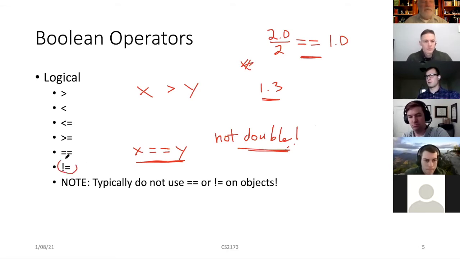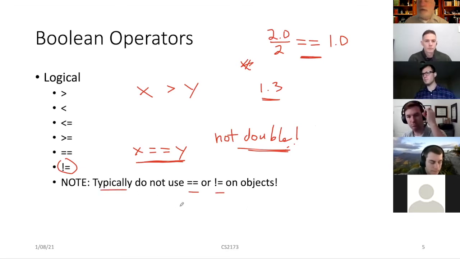Okay, not equal is the exclamation equals. And then finally, we can use these two operators on objects as well. Typically, we don't want to do that.